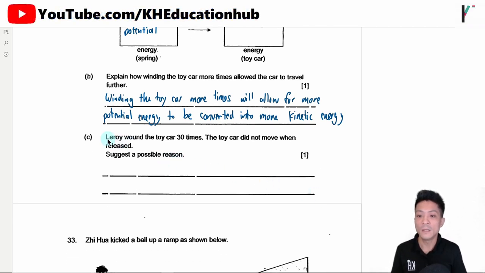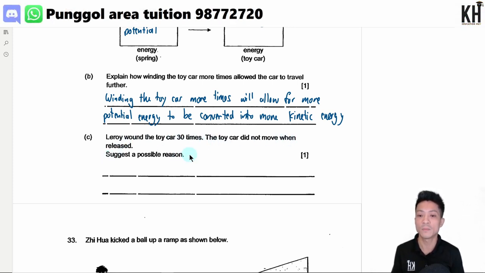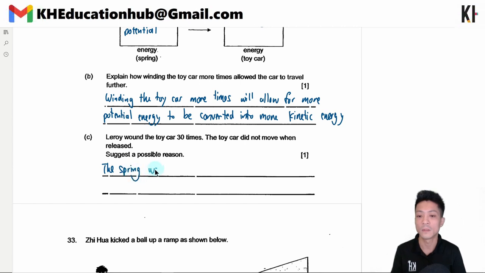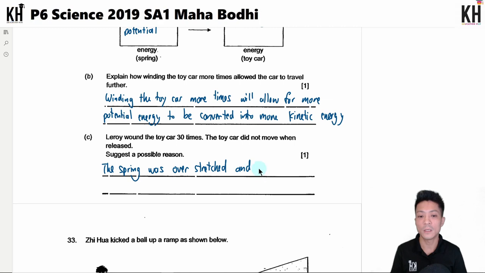Okay, part C, Leroy wound the toy car 30 times. The toy car did not move when released. Suggest a possible reason. Okay, it is probably the spring. It was overstretched, and it broke.